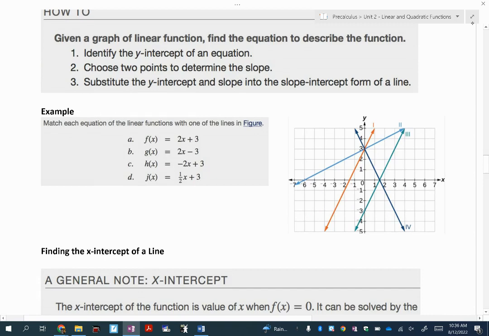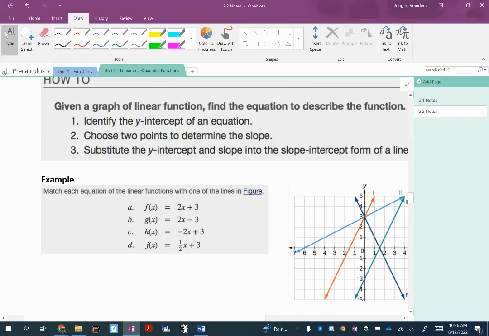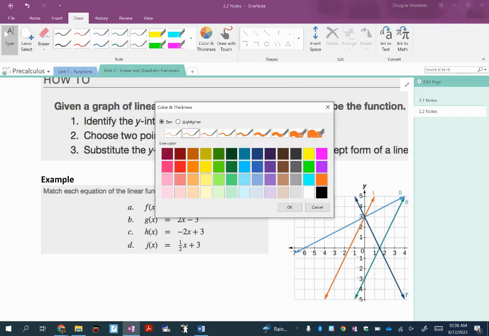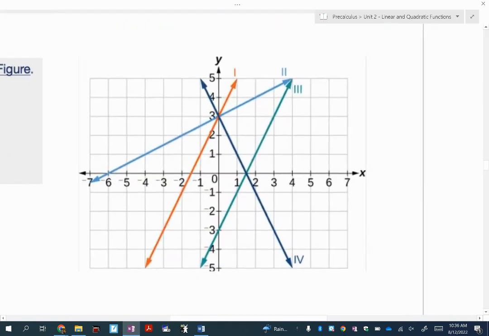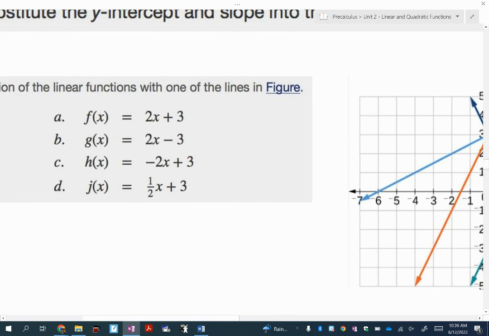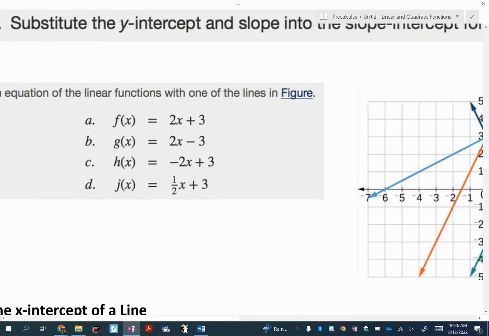So let's do some identification here, right? I'll try to match up the colors as best I can. So Roman numeral 1, right? If I look here, Roman numeral 1, we have a y-intercept at (0, 3), and our slope is positive and it's going up 1, right 1. So I'm looking for a y-intercept of 3, and I'm going up 1, right 1. So this looks like Roman numeral 1.